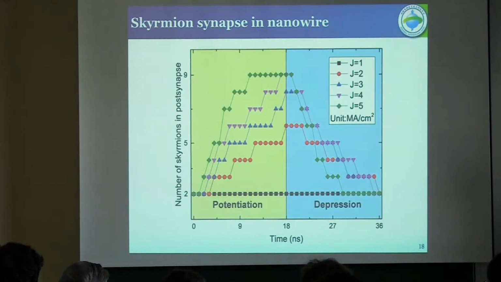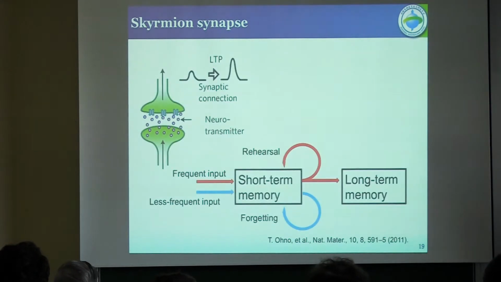Do you have a decay rate for the post-synapse? Is there anything that corresponds to the post-synapse decay time, where the skyrmions decay over some time constant? Yes, I think there is some decay behavior. It's a good question because I will continue on it. It's not very well understood.